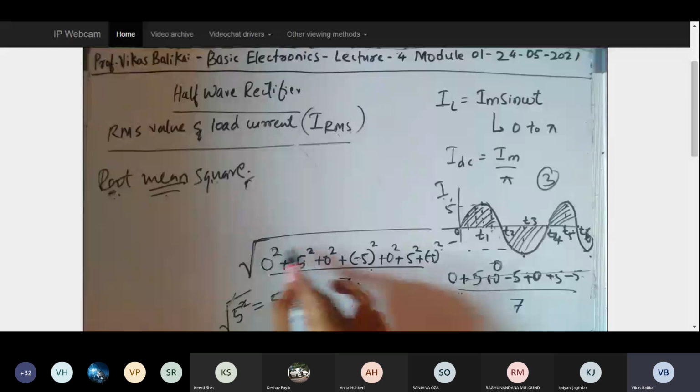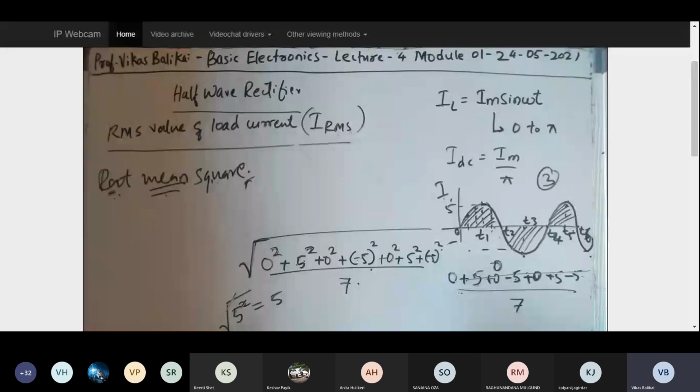So it is ensuring that whatever average content of the sinusoidal waveform I was getting as 0, now I am not getting a 0. I am getting some number, some finite value.